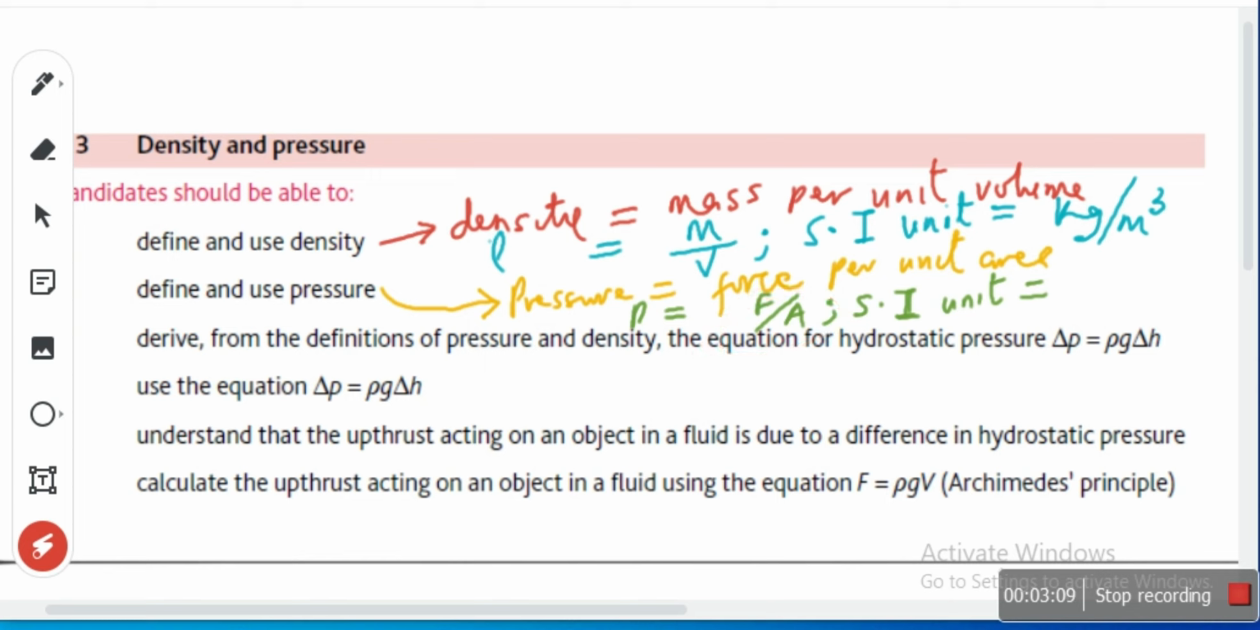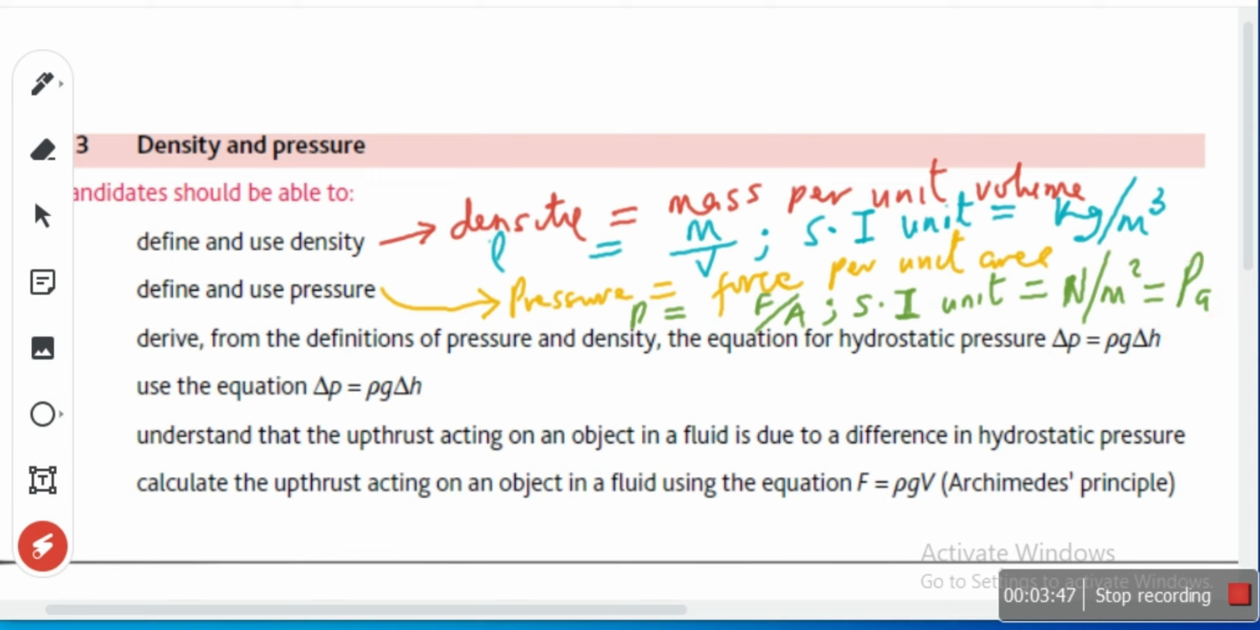Pascal. You can put it in Pascal or simply force. Force is Newton, isn't it? Newton per meter squared. So the SI unit of pressure is Newton per meter squared, or Pascal, because force is Newton and area is meter squared. Newton per meter squared is also called Pascal, Pa.